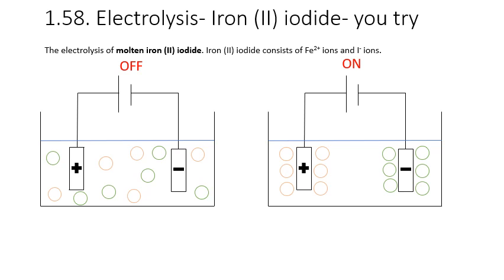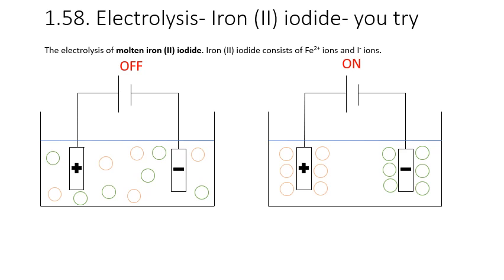Before we move on, it's time for you to have a try. Here is the electrolysis of iron(II) iodide. This consists of Fe2+ ions and iodide I- ions. I've put a blank version of the diagram here for you to consider, and what I'd like you to try to do is figure out what happens at the anode, what happens at the cathode, and what are the products that are produced at both of those places. Pause the video and have a try.